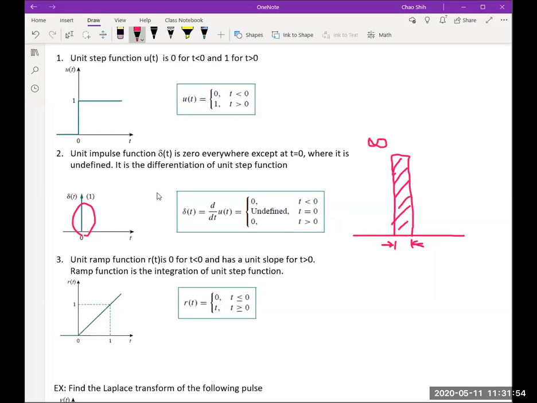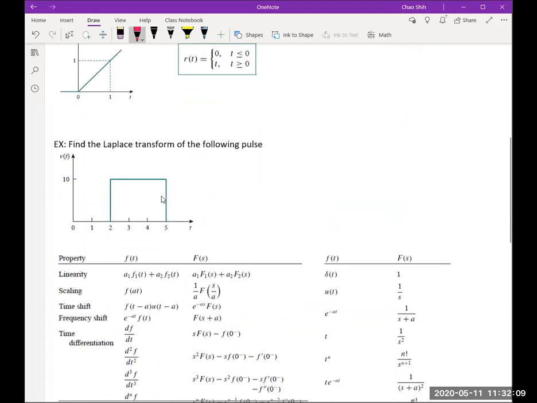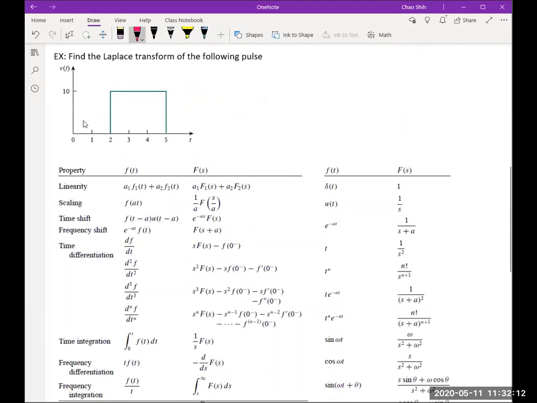Now, you might wonder why we want to introduce these. Not only can they simulate the circuit, they can also help you find the Laplace transform. Just one example over here. We have a pulse train like this. Very simple, a pulse starting at 2 and ending at 5. The rest is going to be 0. We showed you this example before. If you want to represent this function in terms of u of t, you can represent it as u of t minus 2 minus u of t minus 5, right?